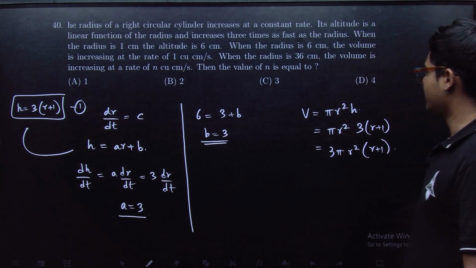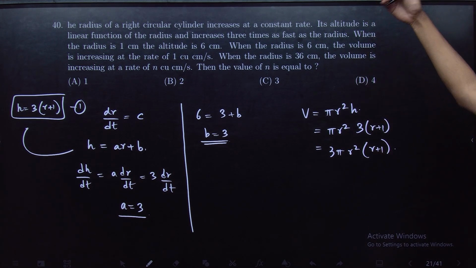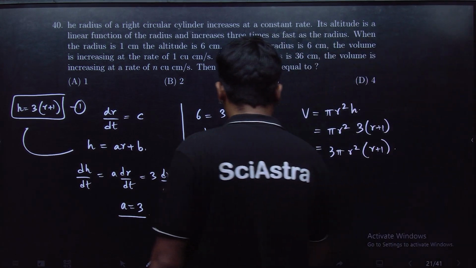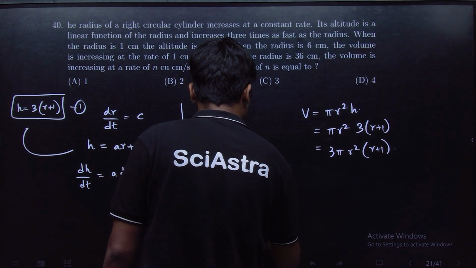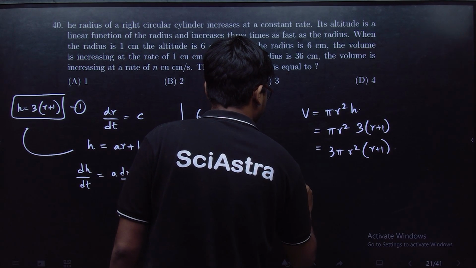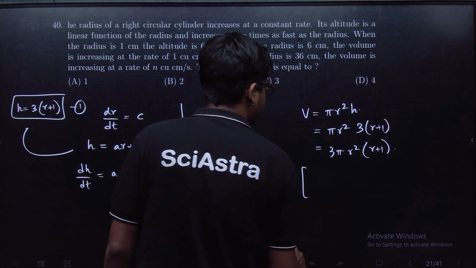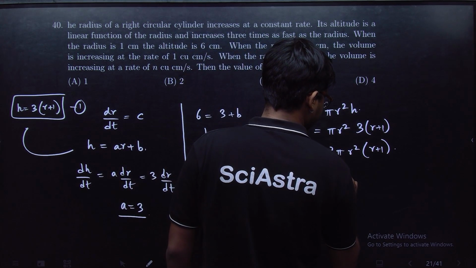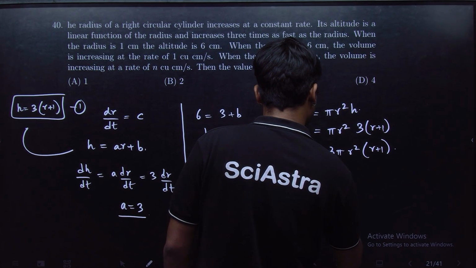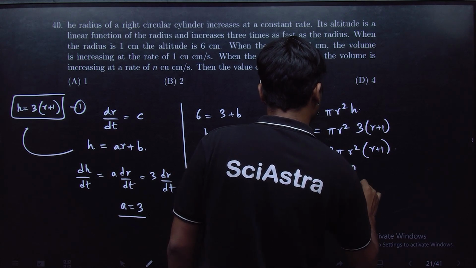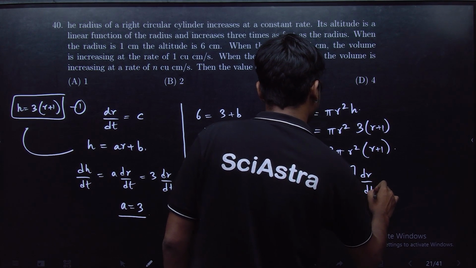Now the rate of change of volume is given when the radius is equal to 6 centimeters, right? So what is dv by dt from here? This is going to be 3 pi. The thing inside is r cube plus r square, right? So if I differentiate it, it's going to be the 3r square plus 2r dr by dt, right? This is what I'll get.